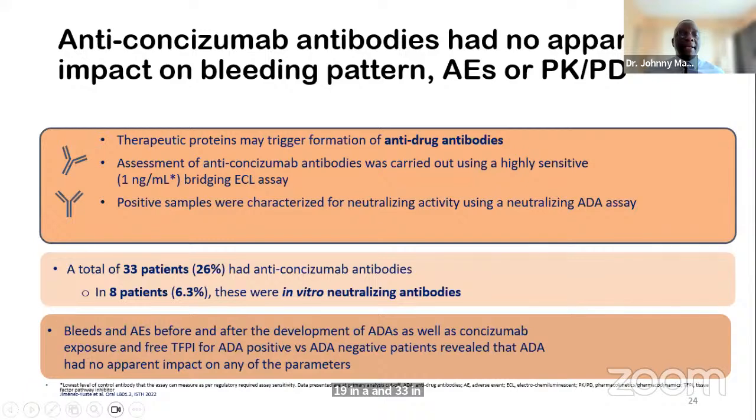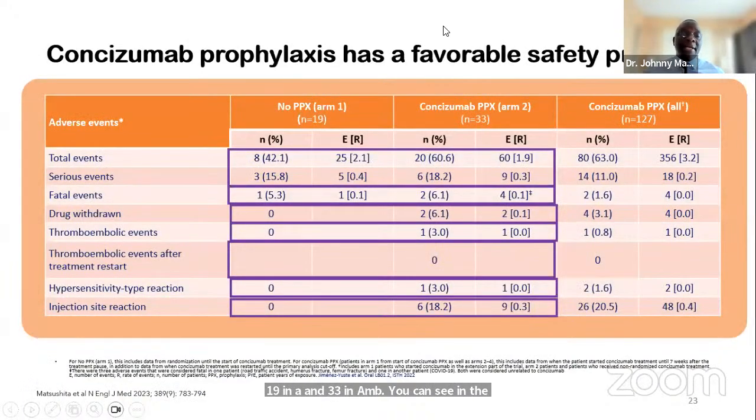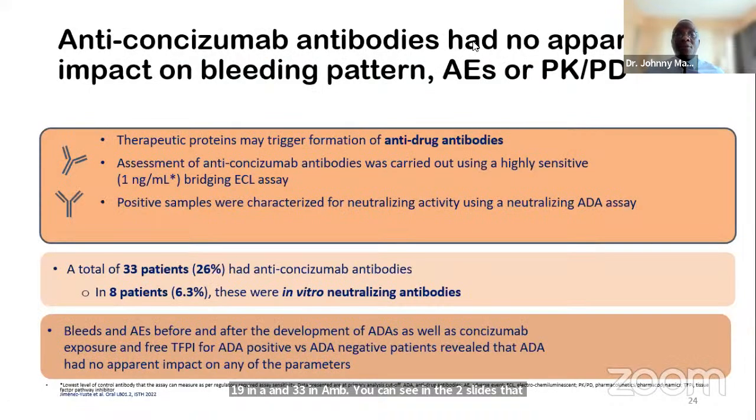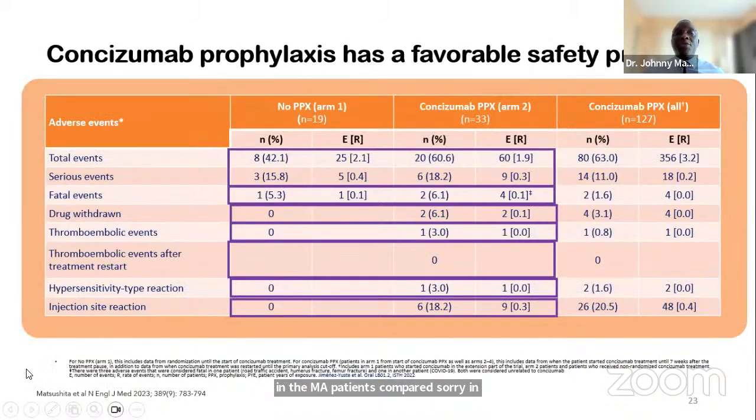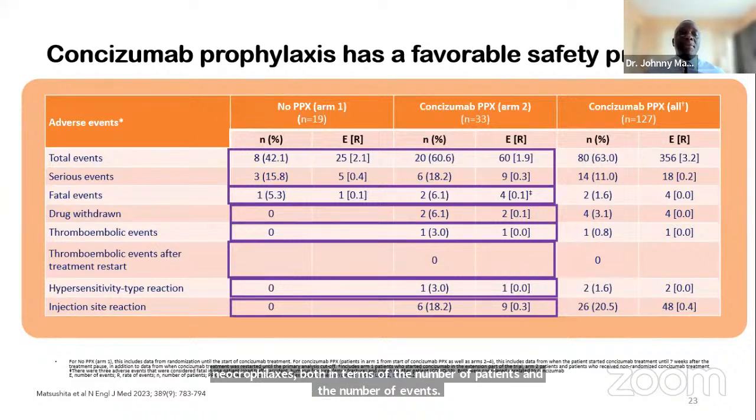You can see in the two slides that the total number of events, in fact, was slightly higher in the arm A patients and the arm B patients compared to the patients who were not receiving prophylaxis. The number of serious adverse events were also slightly higher in the concizumab arm compared to no prophylaxis, both in terms of the number of patients and the number of events. What is particularly exciting, of course, is that one is looking at thromboembolic events. There was only one that was picked up.